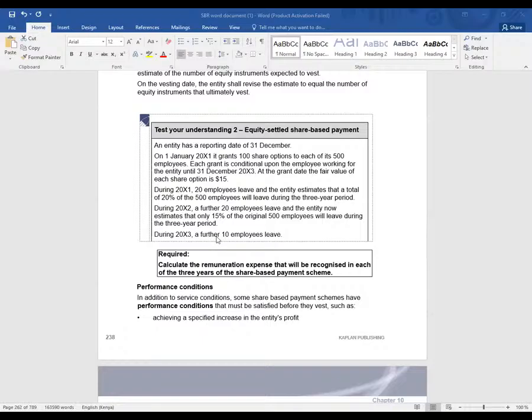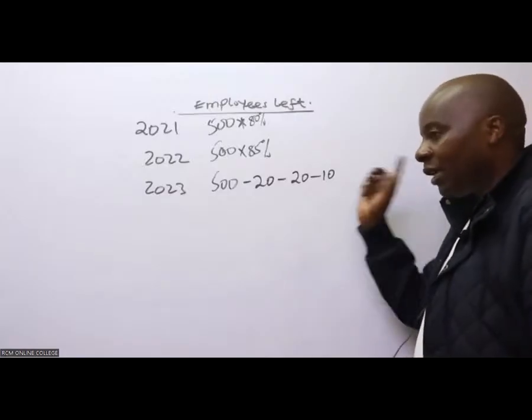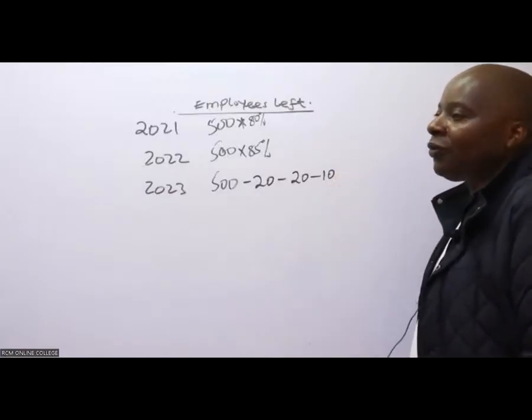So what I'll do for the year 2023, given that this is our last year, I will look at how many did leave in 2021. The actual that left in 2021, ladies and gentlemen, we were told were 20. So in 2021, we lost 20 employees, so minus 20. In 2022, we also lost 20, and then now we have 10 leaving. So minus 20, minus 20, minus 10. In the last year, we normally make adjustments for the actuals that left in each year.